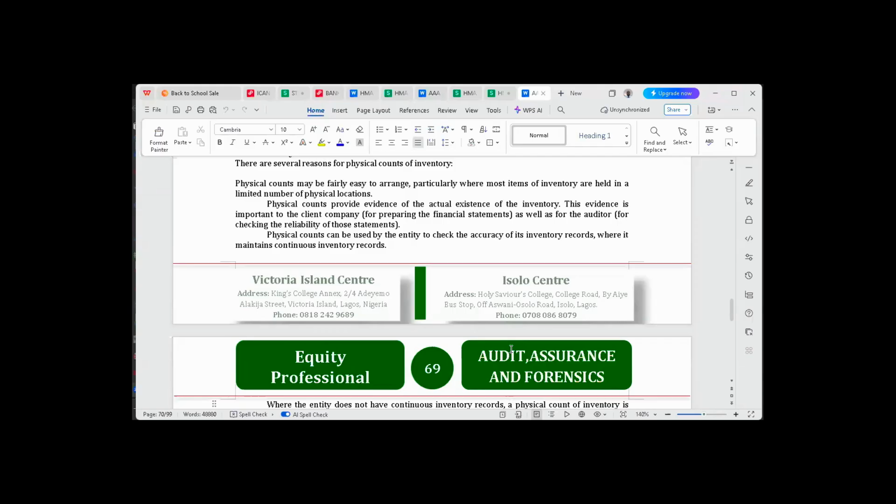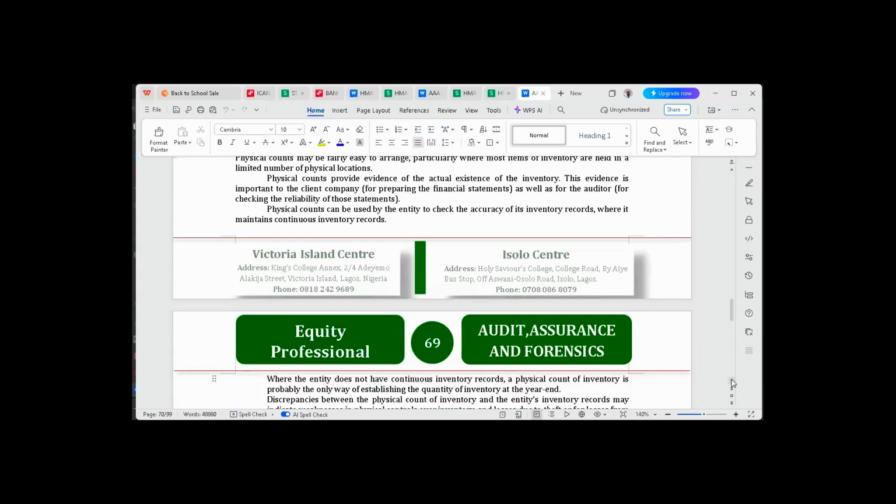Now, you also need to ensure that the counts are done correctly, because the accuracy of inventory records is very, very key when it comes to stock count. The only essence of you performing the stock count is to corroborate what you get at the stock count with what has been posted or recorded in the statement of financial position as inventory. What you have in your statement of financial position as inventory is usually your closing stock.